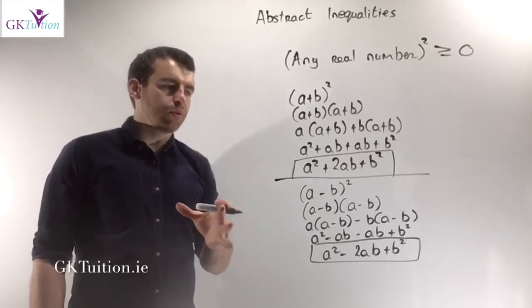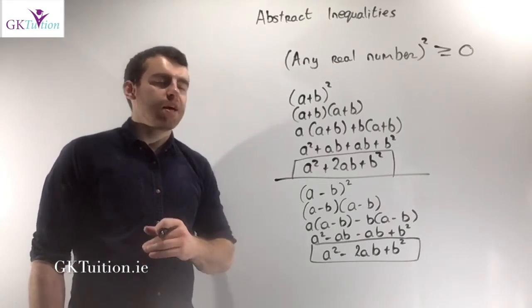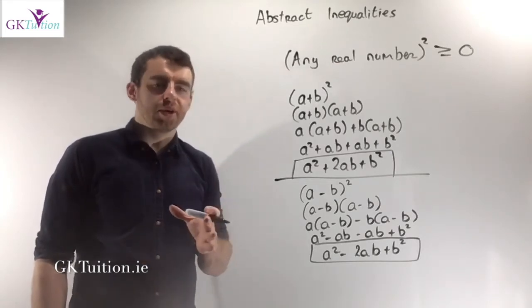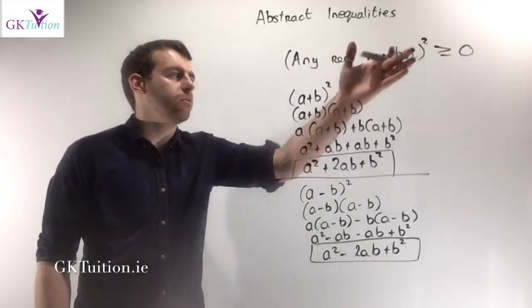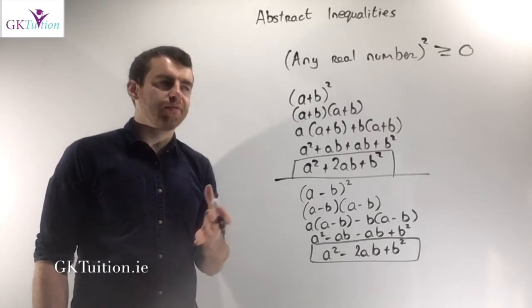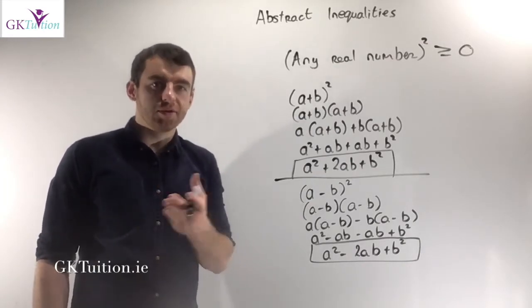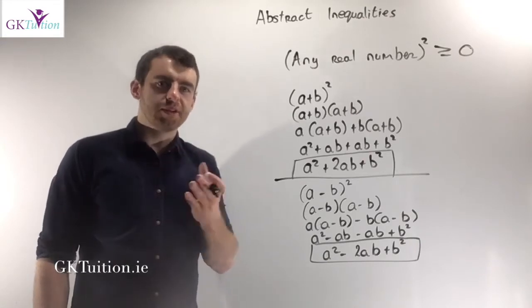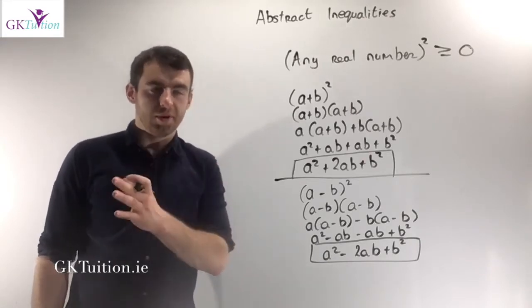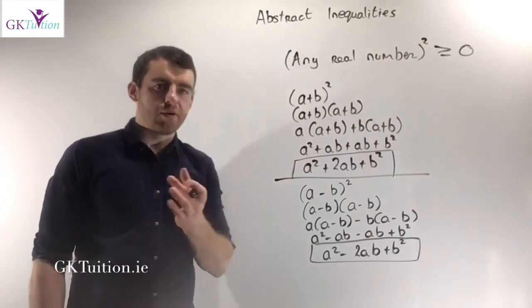So before I show you a question, I just want to show you some of the theory that's really, really important. If you take any real number and you multiply it by itself, it will always be greater than or equal to 0. If I take 5 and multiply it by itself, I get 25. If I take minus 5 and multiply it by itself, I also get 25. A minus by minus gives me plus, a plus by plus gives me a plus. So if you square a real number, it will always be greater than or equal to 0.